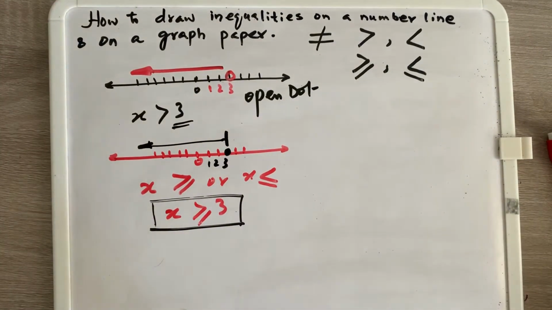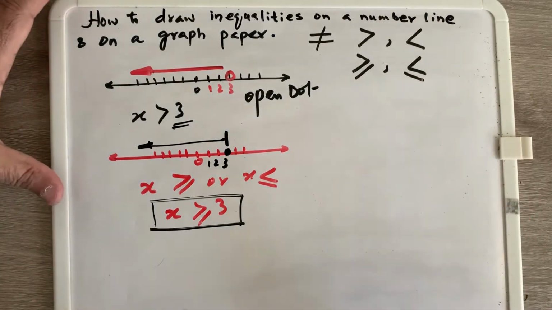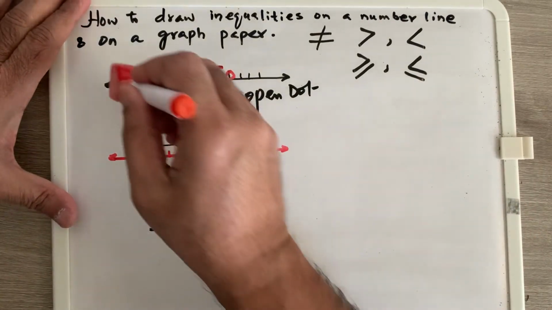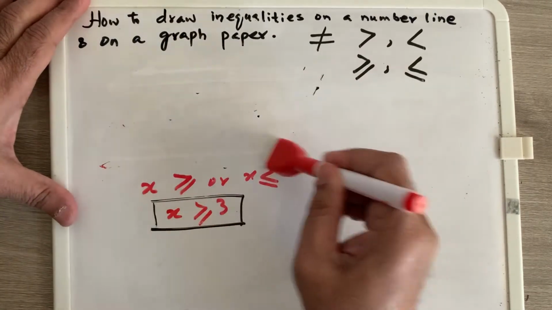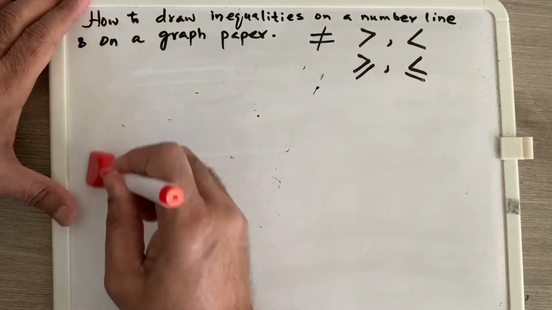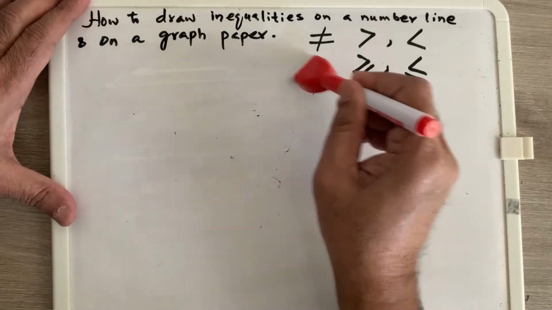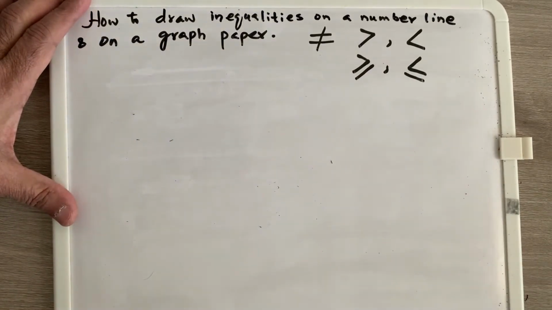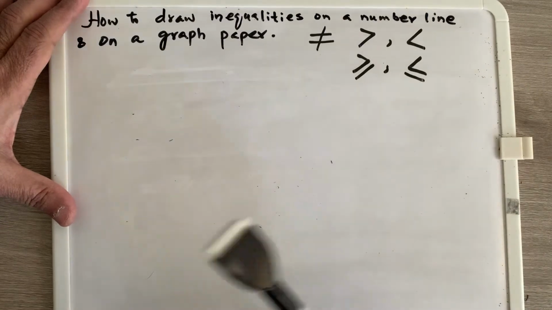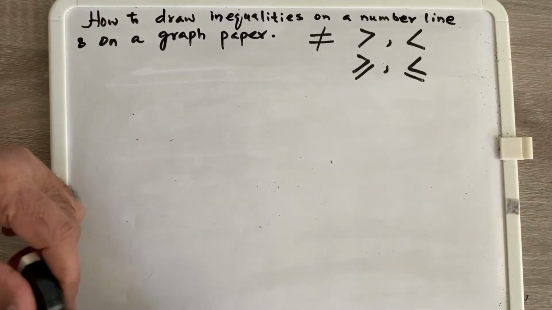But we also have to learn how to draw inequalities on a graph. We will see in a minute how to draw these. It's also simple. We have some fixed rules in mathematics, and we have to follow those rules. So we will learn those rules here.